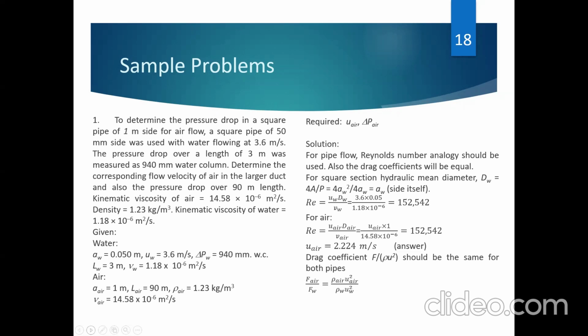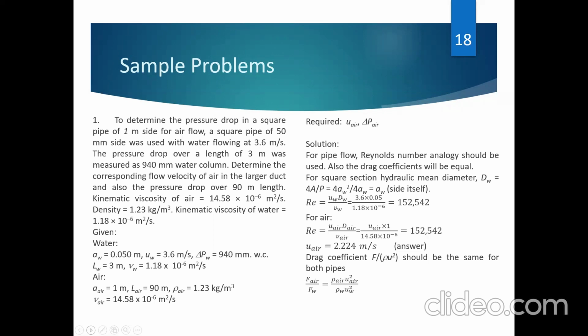The pressure drop over a length of 3 meters was measured as 940 mm water column. Determine the corresponding flow velocity of air in the larger duct and also the pressure drop over 90-meter length. So, yun. Kasi may given yung sa water side na 3.6. Kinematic viscosity of air is 14.58 times 10⁻⁶ meters squared per second. Density is 1.23 kilogram per cubic meter. Kinematic viscosity of water is 1.18 times 10⁻⁶ meters squared per second.